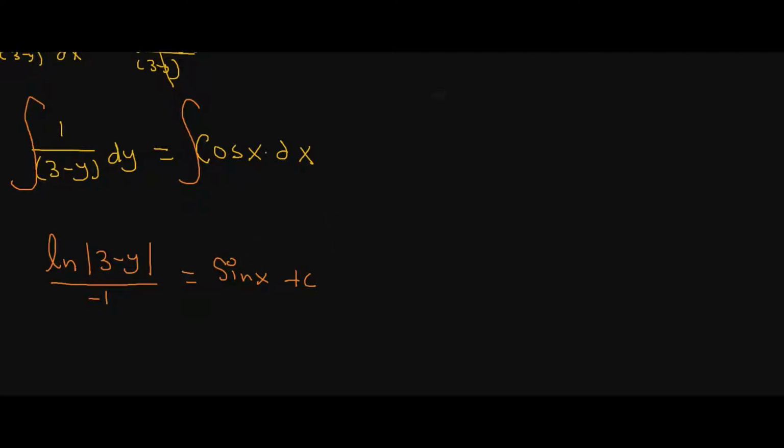All right, let me go ahead and rewrite this, since I don't usually like to have a negative on the bottom. It's just negative. Again, as we went over, 2 divided by -1 is -2, and 3 divided by -1 is -3. So let me just write this as negative ln absolute value of 3 minus y is equal to sine of x plus c.